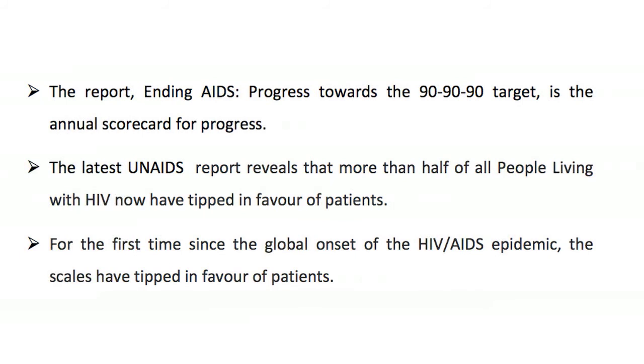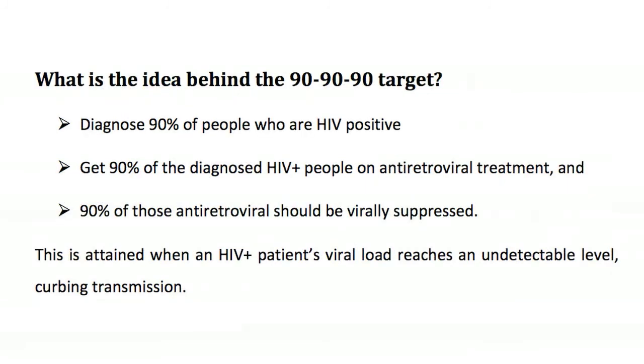The report Ending AIDS: Progress towards the 90-90-90 targets is the annual scorecard for progress. The latest UNAIDS report reveals that more than half of the people living with HIV now have access to treatment. For the first time since the global onset of the HIV/AIDS epidemic, the scales have tipped in favor of patients. What is the idea behind the 90 target?